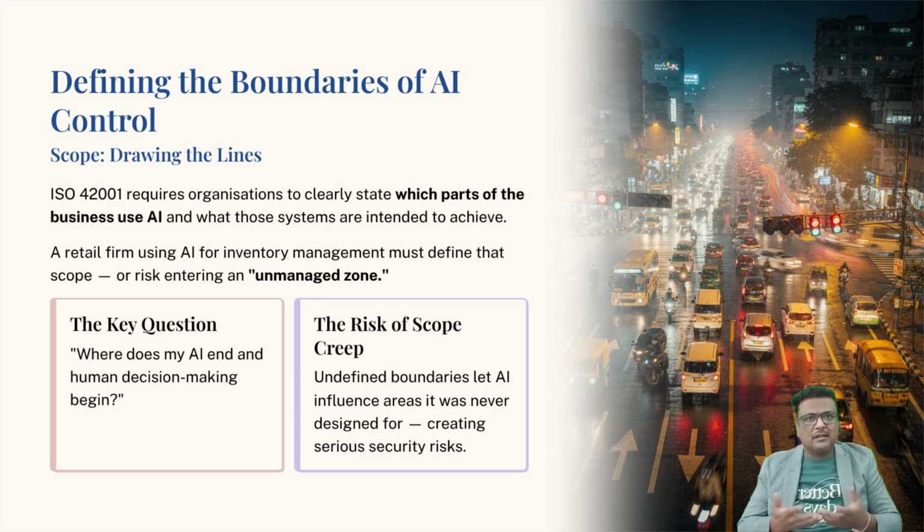This is why the standard is so powerful. It forces leaders to stop and ask, where does my AI end and human decision making begin? When you don't define these boundaries, you end up with scope creep, where the AI starts influencing parts of the business it wasn't designed for, leading to major security risks. By clearly defining our scope, we ensure that the entire management system is focused, manageable, and measurable.